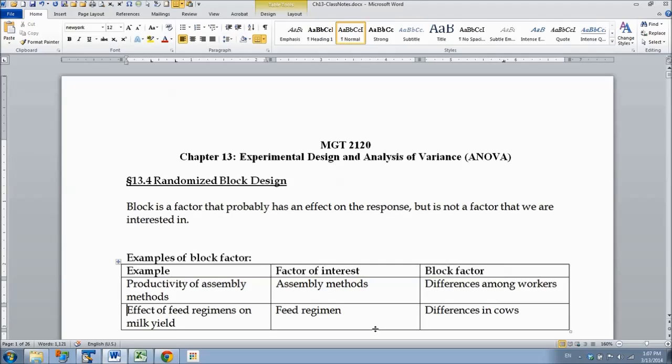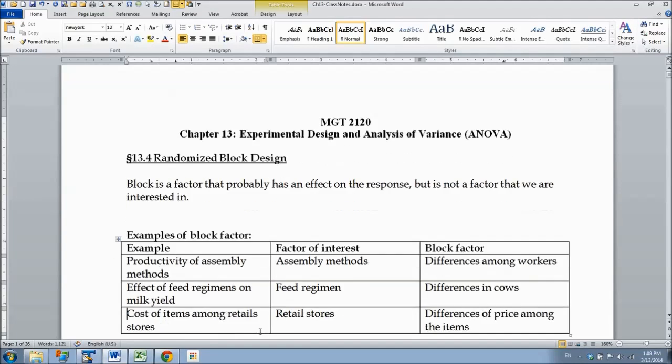One more example, we have different feed regimens that we feed to our milk cows. We are interested in the differences in the yield of milk that is attributable to the differences in the feed regimen. But it is possible that there are some inherent differences in the cows themselves that contribute to the yield of milk. So here the factor of interest is feed regimen, but the factor that we are not interested in is the differences among cows. So the cows become our block factor.